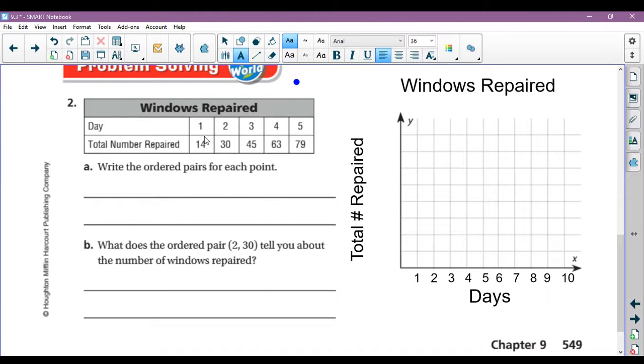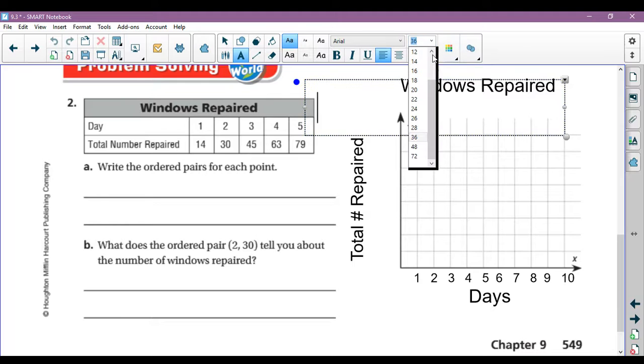And now here, if we look, we have 14 and then it goes up to 79. So when I'm looking at these, obviously I can't do 1 through 79. That isn't gonna work on this graph because there's not enough blanks. So even if we counted by 2s, that probably wouldn't be good, or 5s, because 5, 10, 15, 20, 25, 30, 35, 40, we need to get to probably 80. So I'm going to say probably by 10s is going to be our best bet with this. Count by 10s.